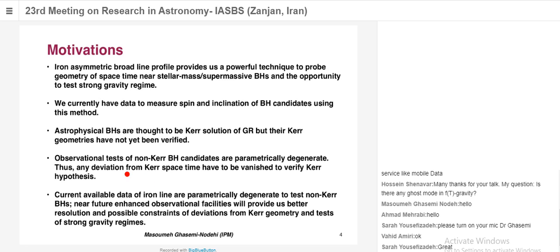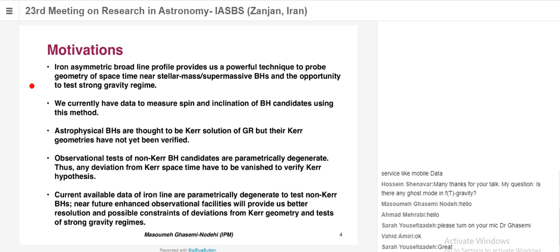Why do we need this method? The iron line asymmetric broad line profile provides us a powerful technique to probe the geometry of space-time near both stellar mass black holes and supermassive black holes, and provides the opportunity to test the strong gravity regime. Currently, we have data to measure the spin and inclination of black hole candidates using this method.